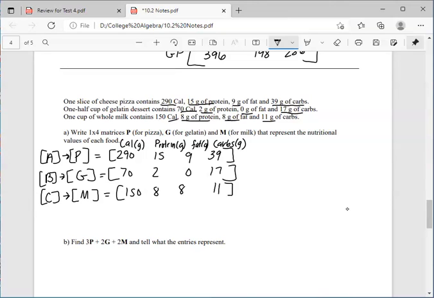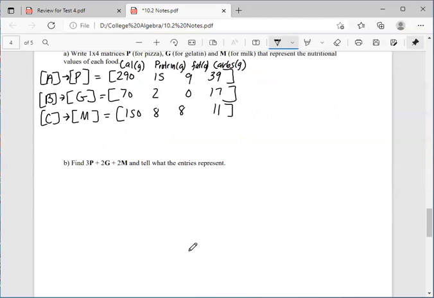3 pieces of pizza, right? 3P would be eating 3 pieces of pizza. 2G would be having 2 gelatins and drinking 2 cups of milk. So when we do that, what we're going to get is a matrix describing the number of calories in grams, protein in grams, the fat in grams and the carbs in grams.